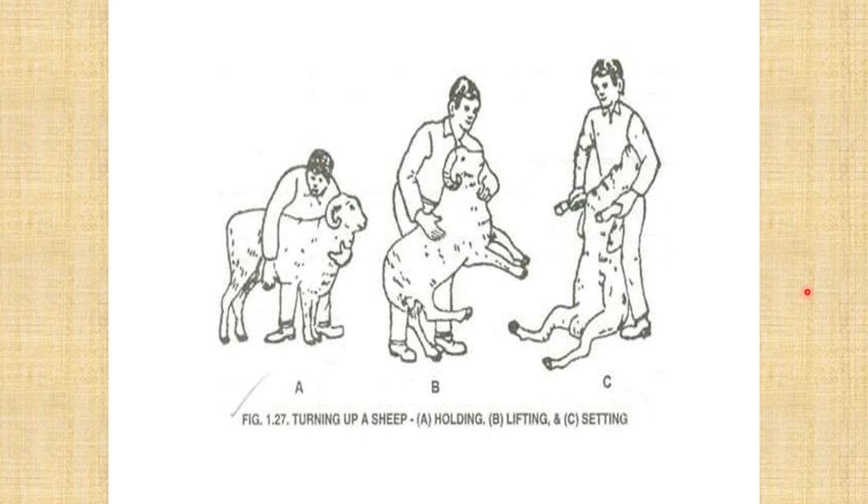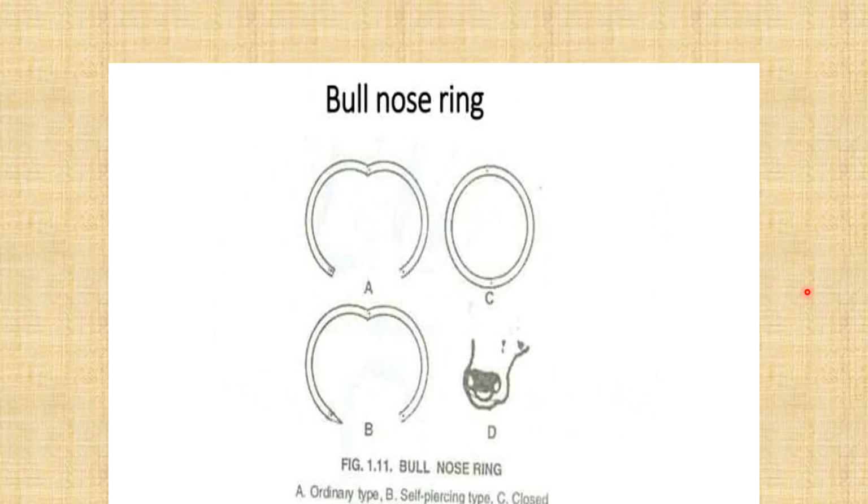Then this is another technique, just like a person is sitting, and it is also called the sitting technique, so that it sits exactly like a human being, and it should be held with the two hands of an operator. And this technique could be useful sometimes for vaccination or other smaller procedures, especially in case of the sheep or goat, especially the sheep.